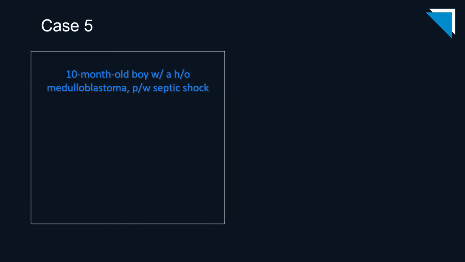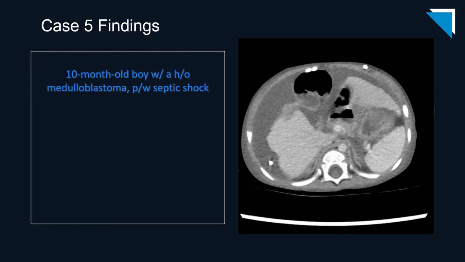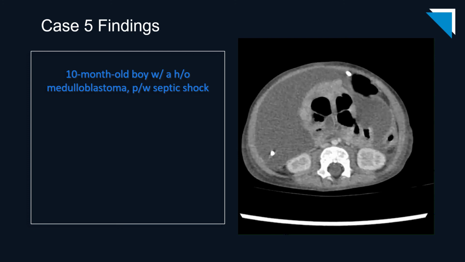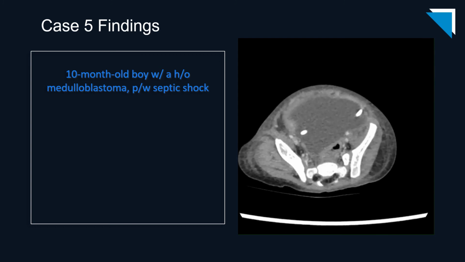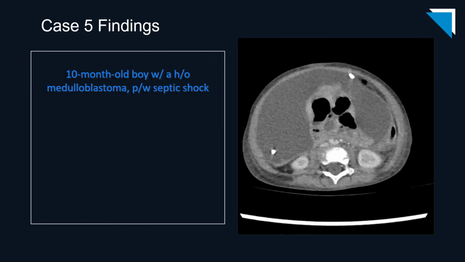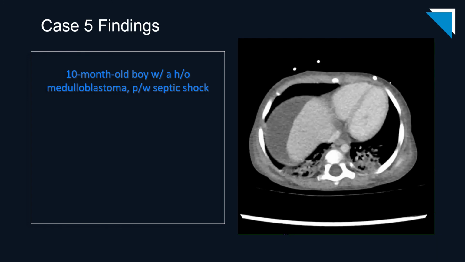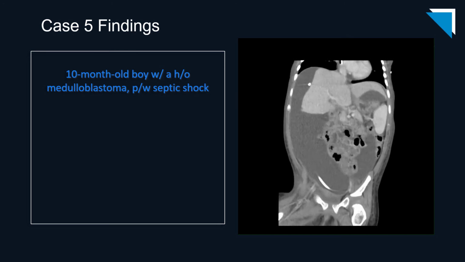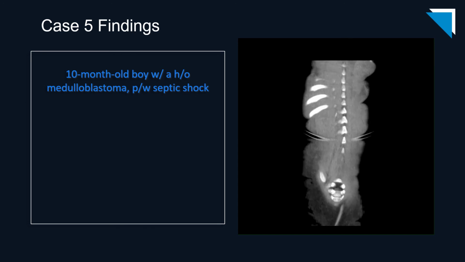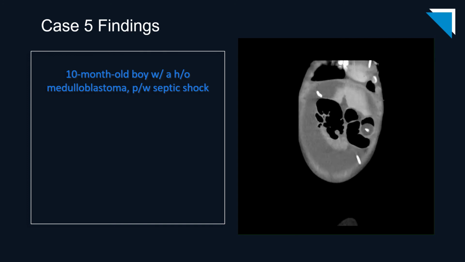Our last patient is a 10-month-old boy with a history of medulloblastoma presenting with septic shock. We'll begin with axial images from a contrast-enhanced CT scan of the abdomen and pelvis. I'll scroll fairly quickly through these images, as the findings should be readily apparent. The corresponding coronal images from the same study. There is a VP shunt catheter in the abdomen. There is a large amount of ascites. There's mass effect on the abdominal organs and GI tract.